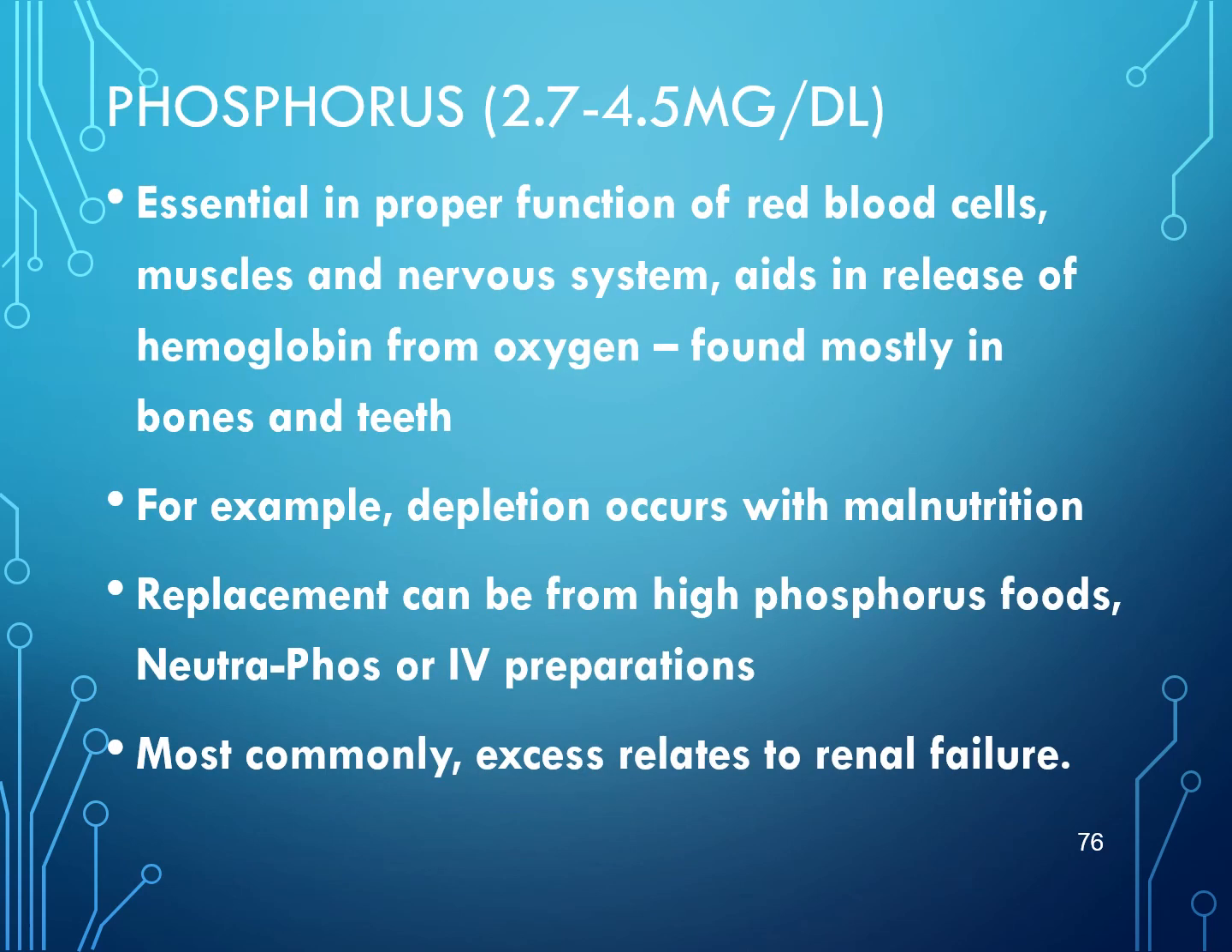Our last electrolyte is phosphorus. It's essential in the proper function of red blood cells, muscles, and the nervous system, and it aids in the release of hemoglobin from oxygen, and it's found mostly in bones and teeth. Okay, depletion occurs with malnutrition, and replacement can be from high phosphorus foods, Nutrifos, or IV preparations. Most commonly, excess relates to renal failure.